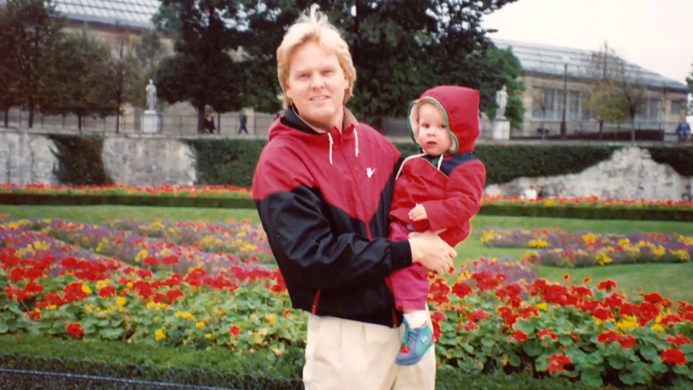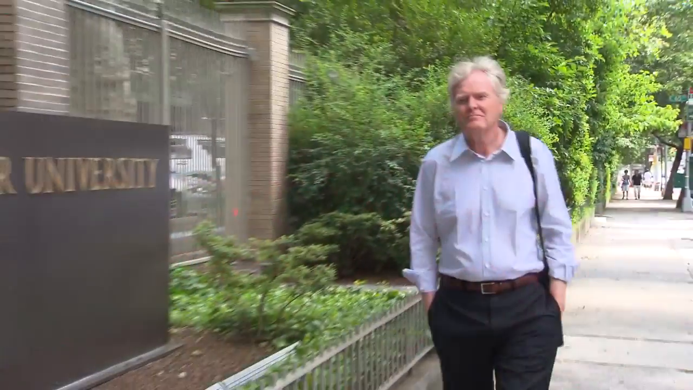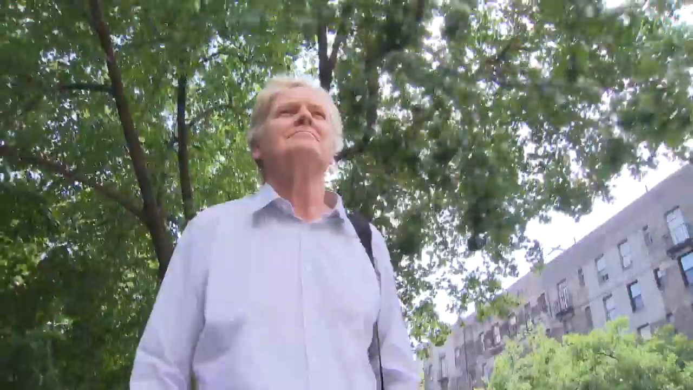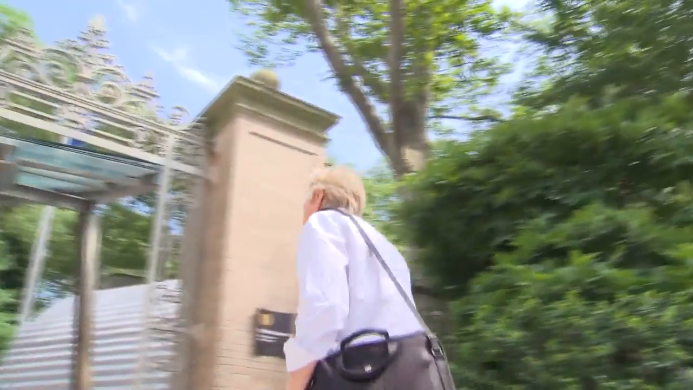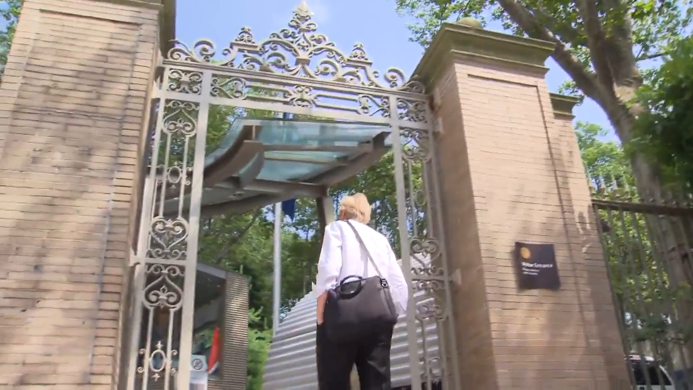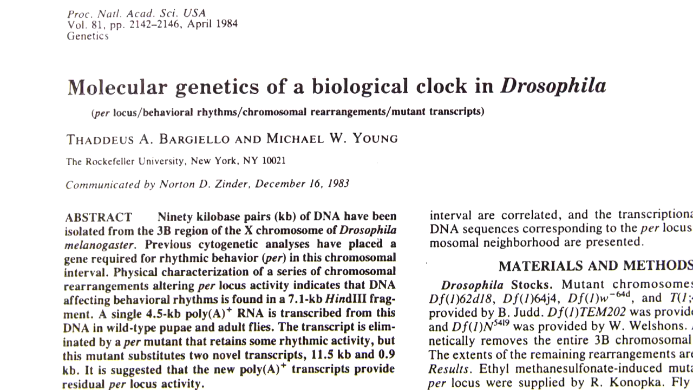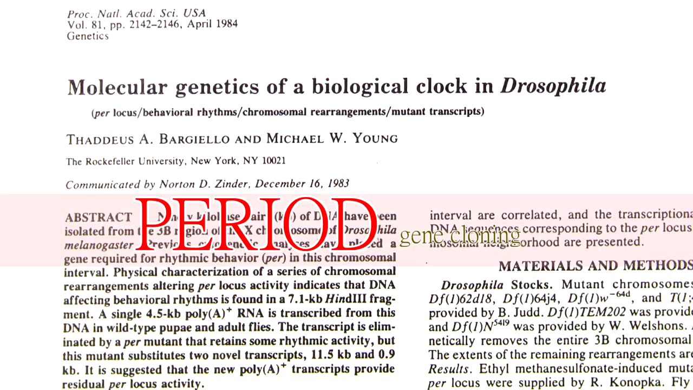The third man was not a collaborator. Mike Young had his own lab at Rockefeller University in New York. He'd been studying chromosome breaks in flies, looking for genes that could explain the flies' complex behavior. And he had heard about the mutant flies with the strange daily rhythms. Some of these chromosome breaks that I'd been working with had actually broken this circadian clock gene. That sparked his interest.